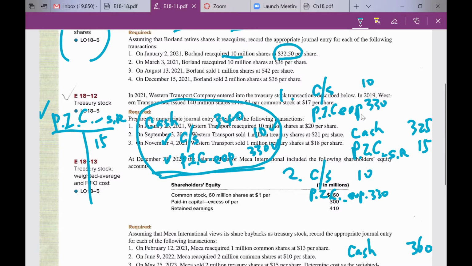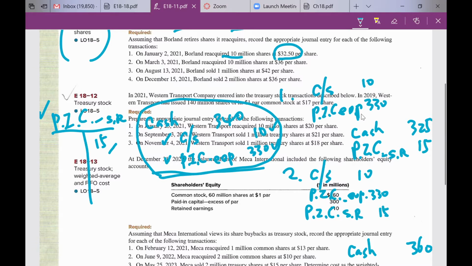So remember, this account has a 15 balance. This account cannot have a negative balance, right? Because when you decrease, you can only decrease 15 from this account. So that's why you debit paid-in capital share repurchase for 15. That's all you can do, okay?